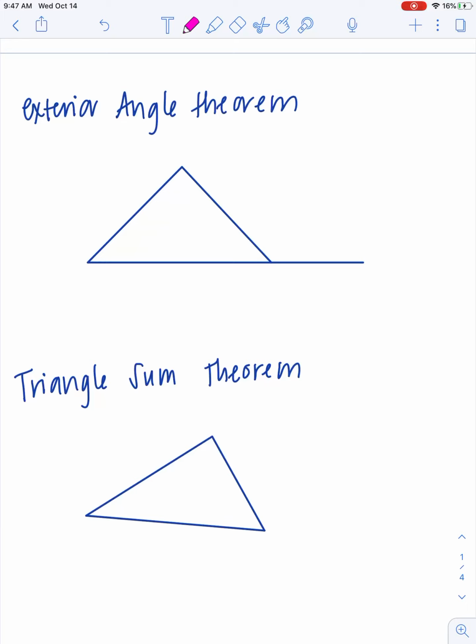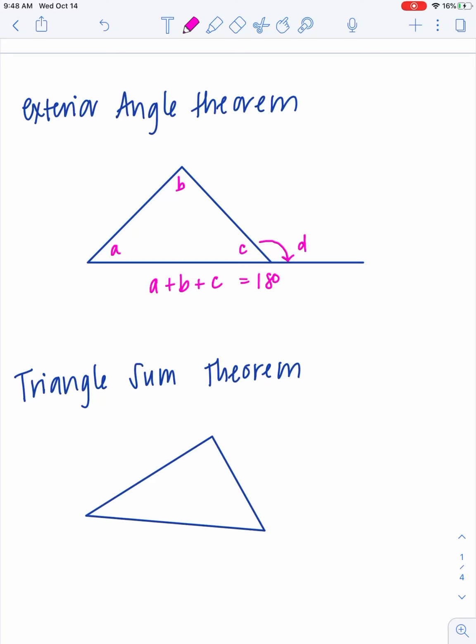So using the triangle sum theorem, we know that this angle here, I'll call it A, plus B plus C should be 180 degrees. Okay, well now let's look at this angle over here. This is my exterior angle. I'm going to call it D.